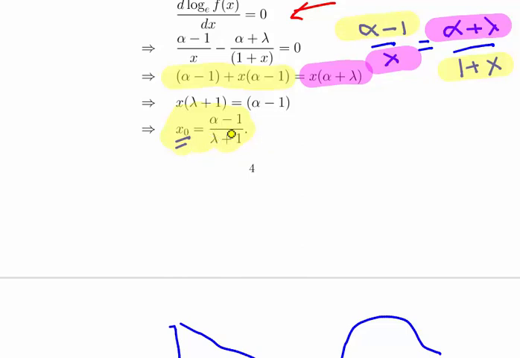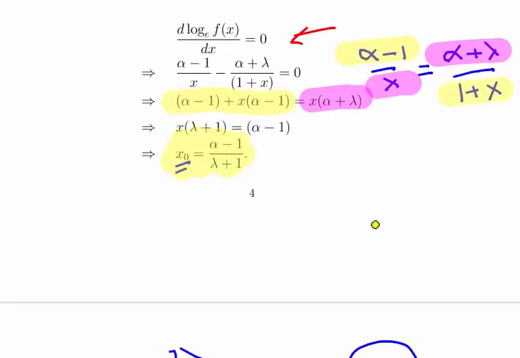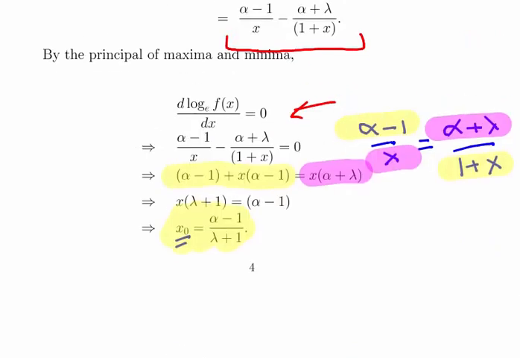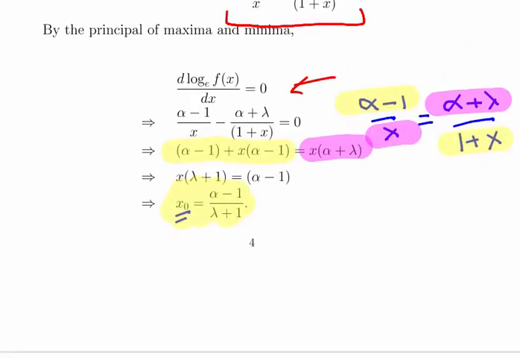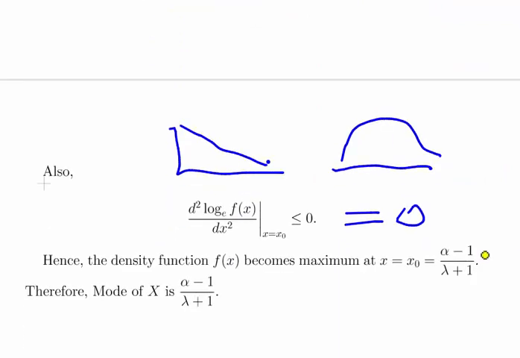When we get the second derivative of that, we let it equal 0, and that means our mode is alpha minus 1 divided by lambda plus 1.